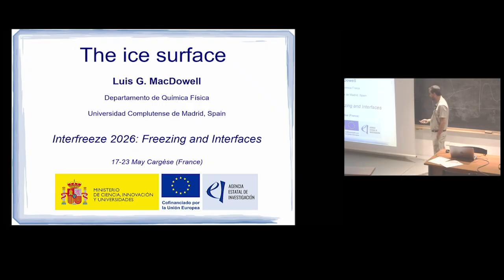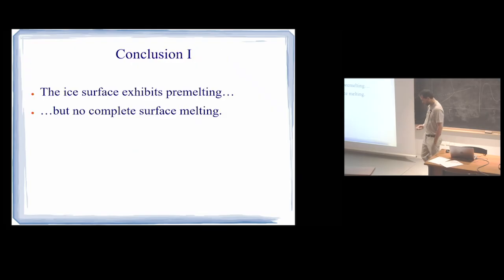Okay, so recall that my lecture was about the ice surface. And just to summarize the main result of my previous lecture: there was some maths, but the main takeaway message is that we have found that the ice surface at moderately high temperatures exhibits ice pre-melting. But this is a kind of limited pre-melting, in the sense that when you reach the triple point, it remains finite. It doesn't diverge. Okay?